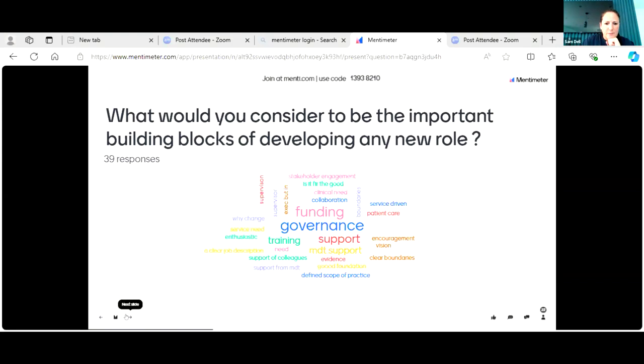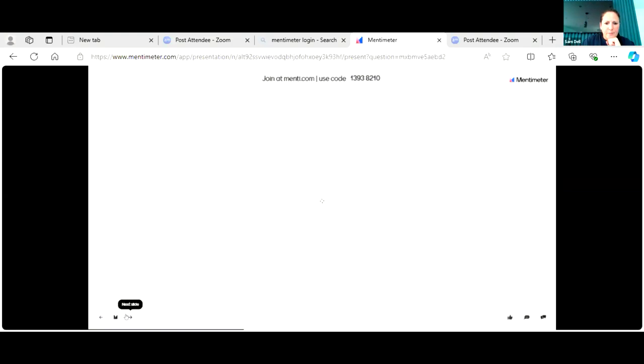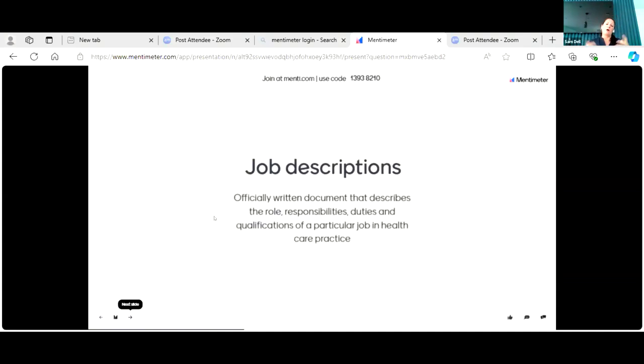Next one. So my building blocks would be starting from that job description. When I did my training, the very first task we had to do was write a job description as a trainee ACP.